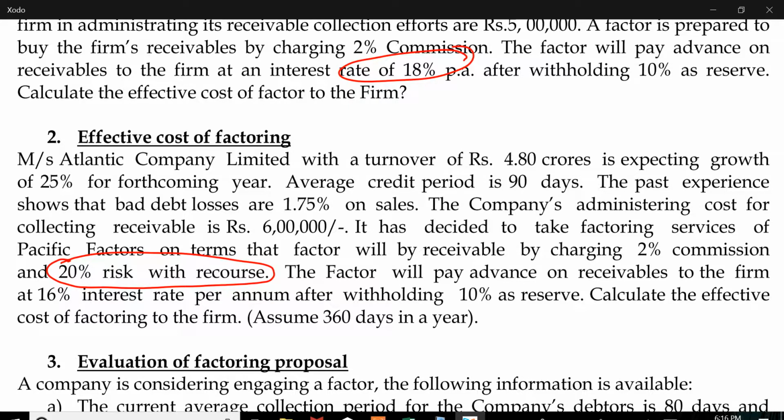Now in the past, the entire amount used to be my expense in the P&L. Now what is going to happen is my expense is going to be only 20% of this. Balance 80% I save it. So bad debt saving is there and it's 80% because he is saying 20% risk with recourse.